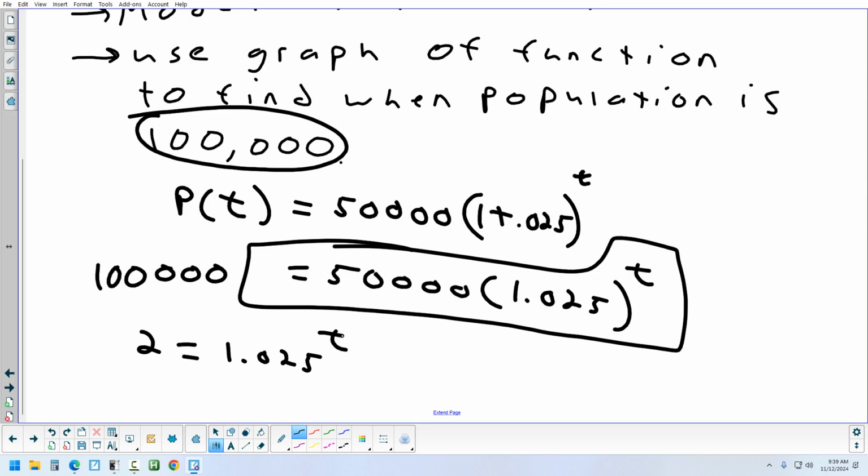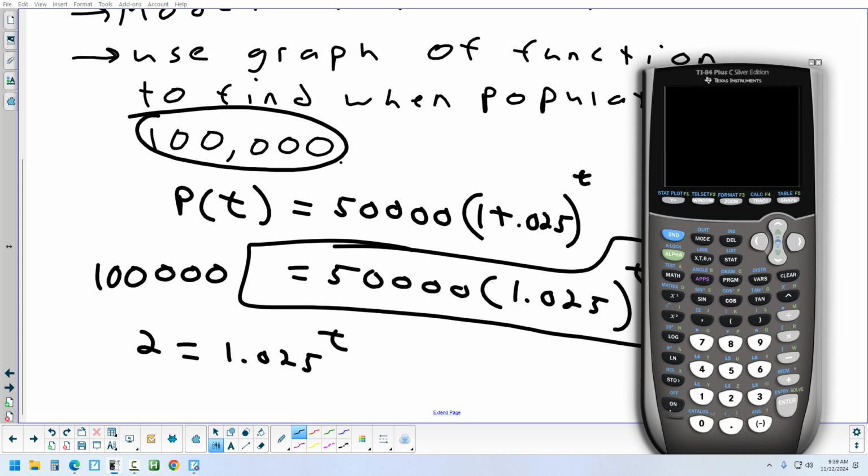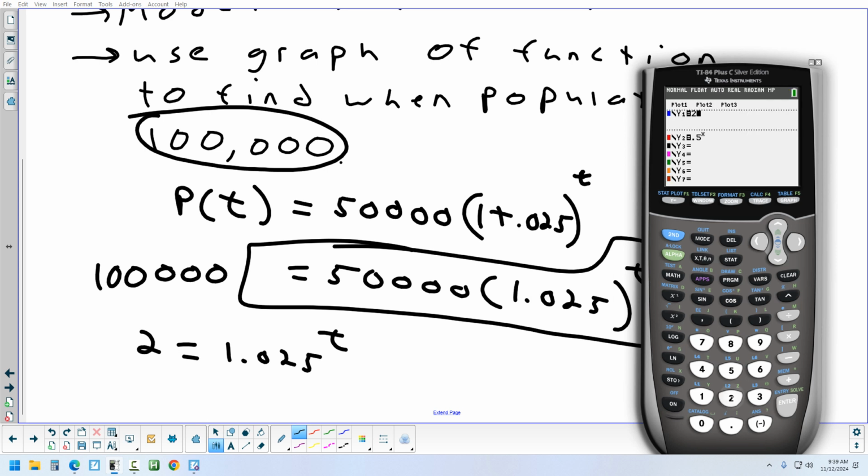Graphically. So graphically, plug in 2 in y1. Plug in 1.025 to the x in y2. And by doing it this way, we divided both sides by 50,000. That makes our numbers a lot smaller. We can get the answer in a standard window. Maybe. No, actually, not quite a standard window. It is starting to curve up, but it's a very slow growth rate. It's not even a growth rate of 1%. So it will curve up, but it's very slow.